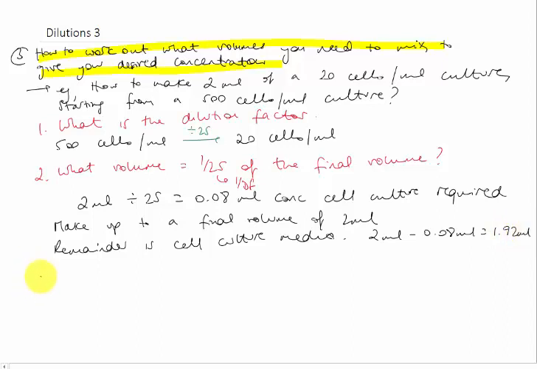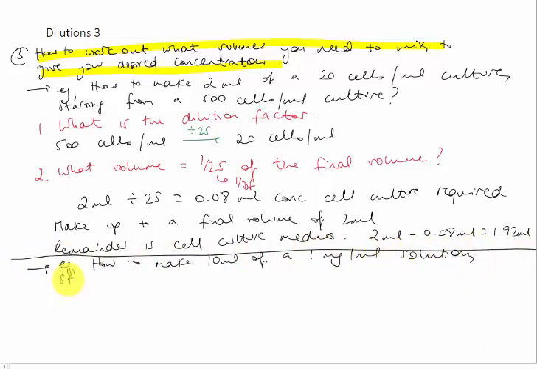So let's quickly do another example. This one isn't using cells, this is using a chemical. How would you make 10 mils of a 1 milligram per milliliter solution starting from a 50 milligrams per milliliter stock solution? Stock is the word we use in the lab for the concentrated solution.